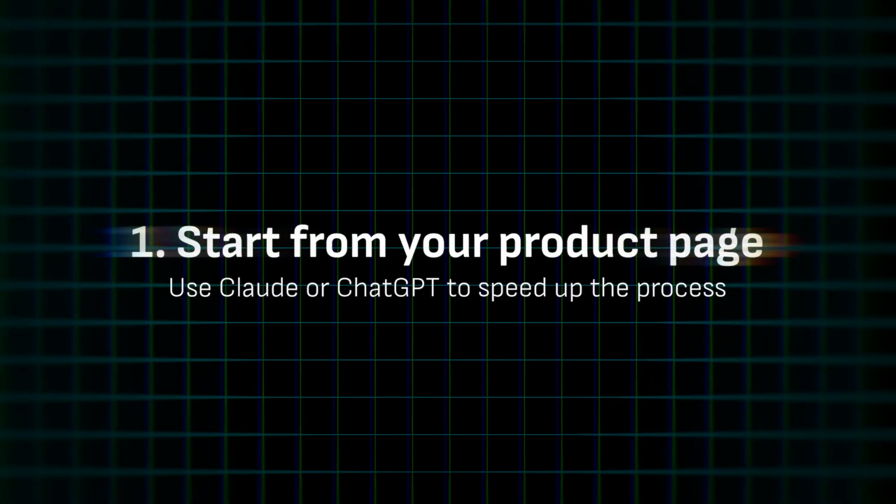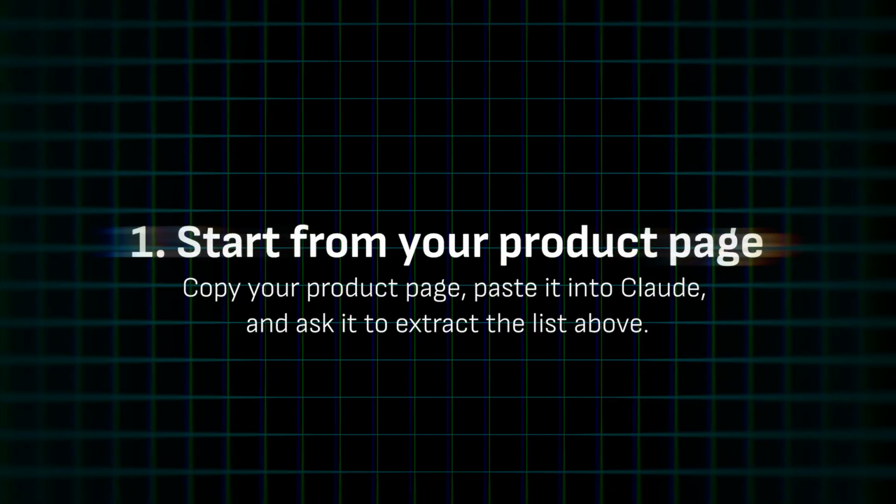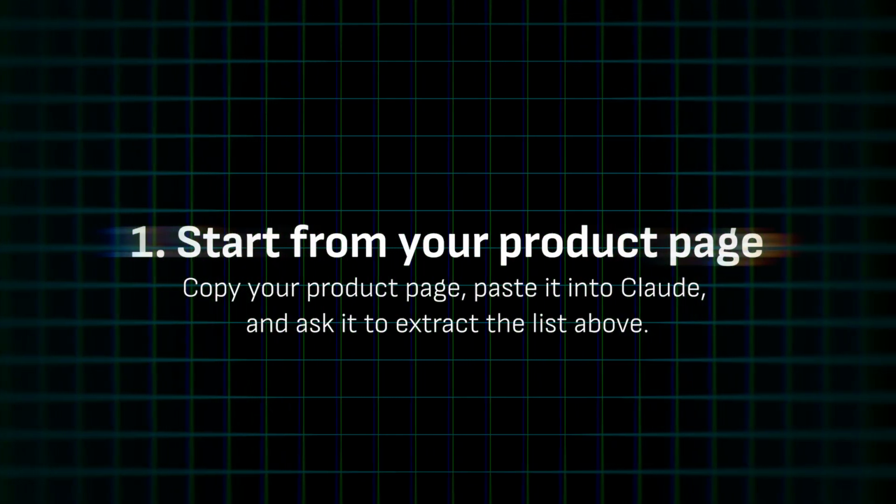So how to gather this information? Here are my 5 favorite steps. Number 1, start from your product page. Use Claude or ChatGPT to speed up the process. Copy your product page, paste it into Claude, and ask it to extract the list above.